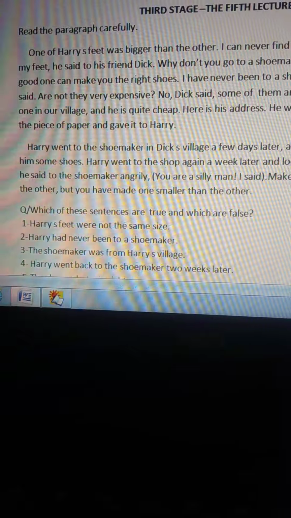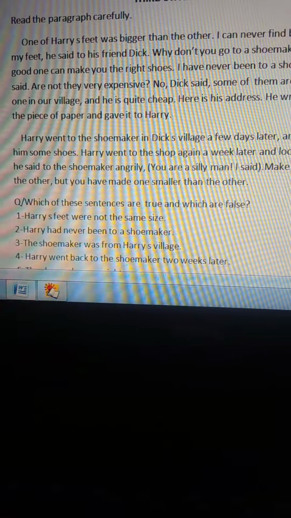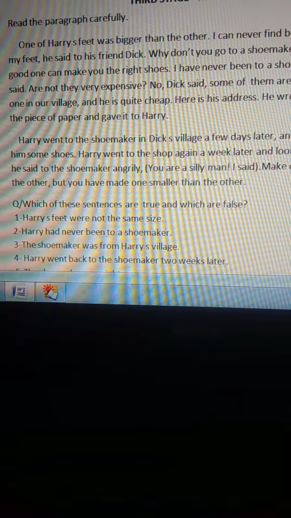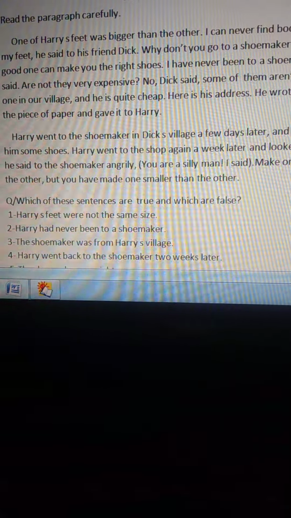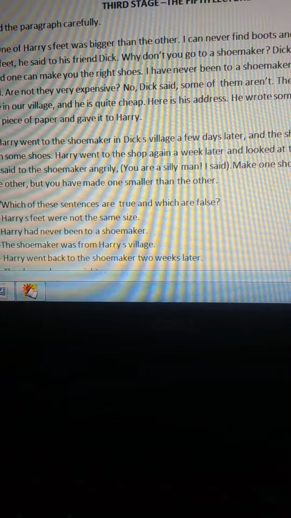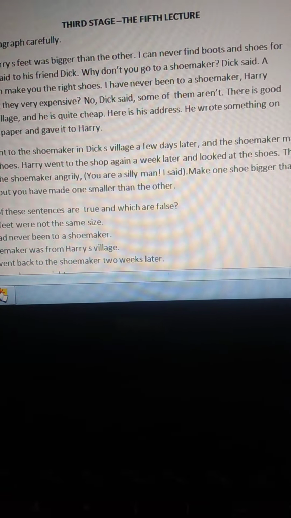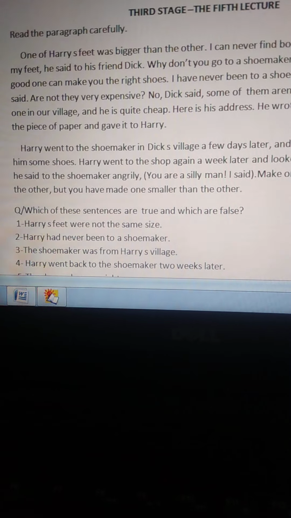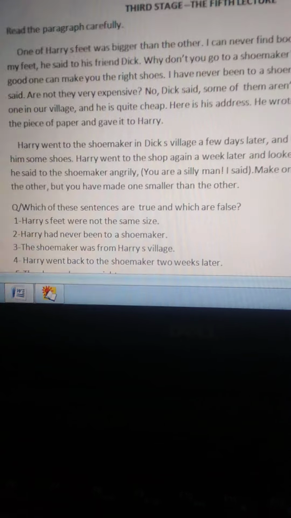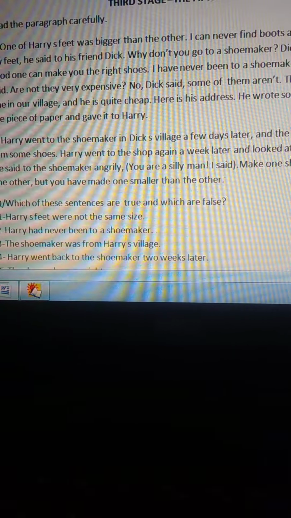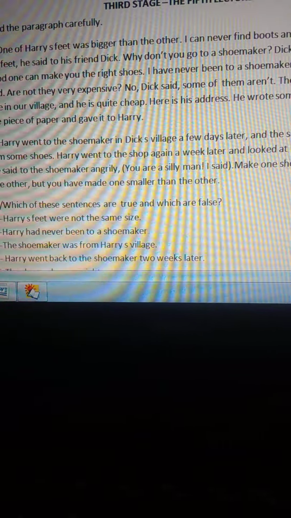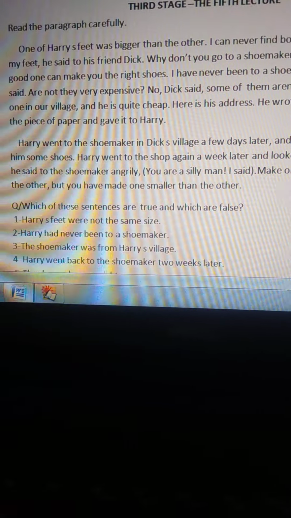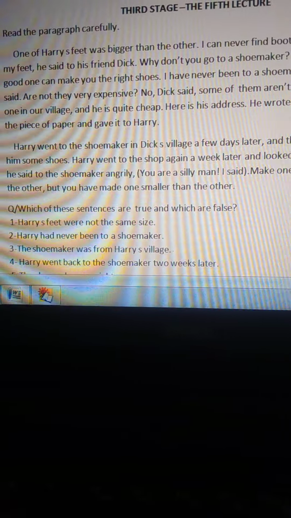Read the paragraph carefully. One of Harry's feet was bigger than the other. "I can never find boots and shoes for my feet," he said to his friend Dick. "Why don't you go to a shoemaker?" Dick said. "A good one can make you the right shoes."